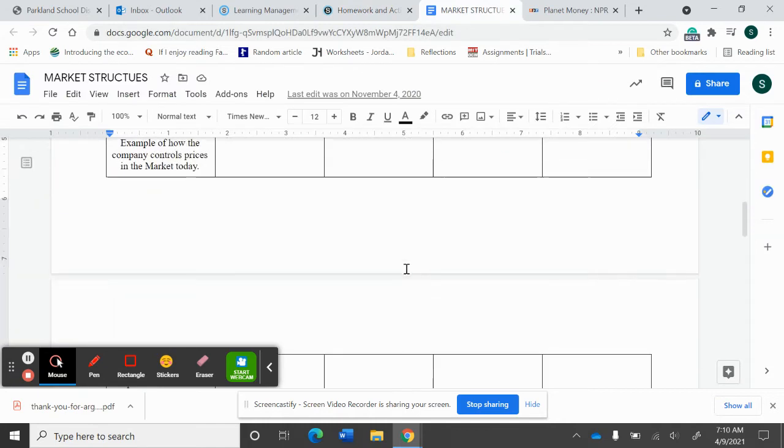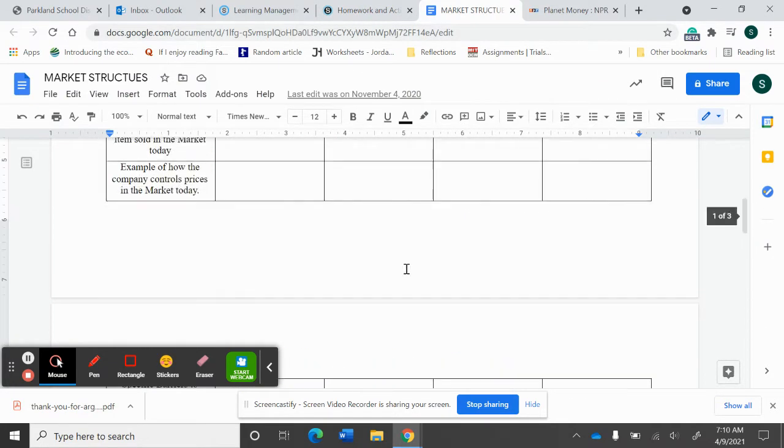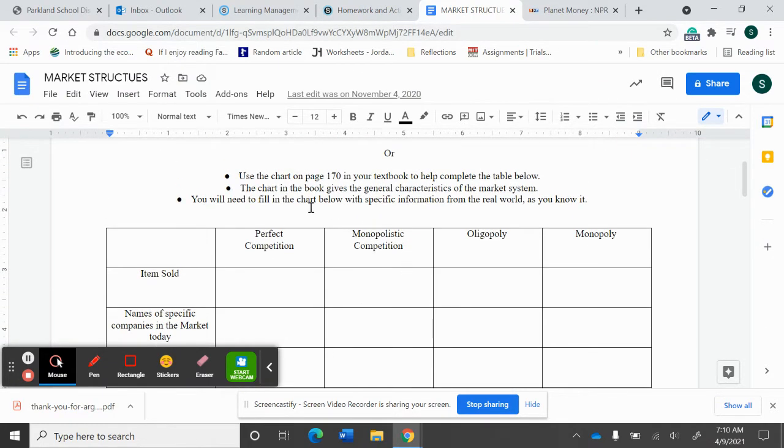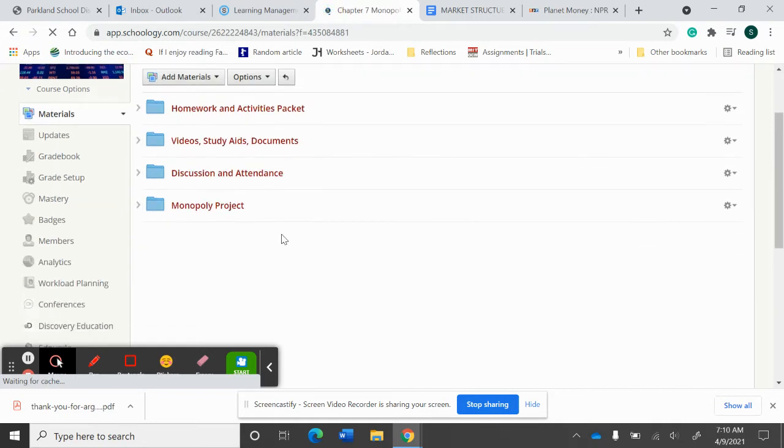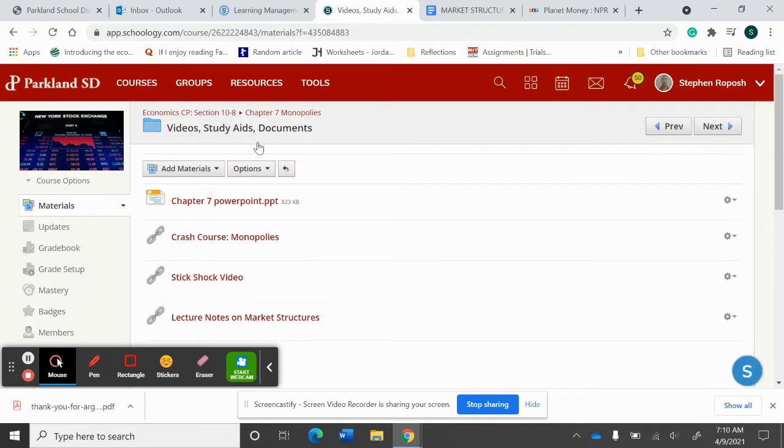The worksheet will look like this. All right, just a few questions and a chart to fill out. Now, what you can do is use your textbook on page 170. Again, I know most of you don't have your textbook. So what you can do is there's a PowerPoint. If you go to Chapter 7 Monopolies, there's a PowerPoint that basically goes over all this information in PowerPoint format. So you can kind of skip all that if you want.